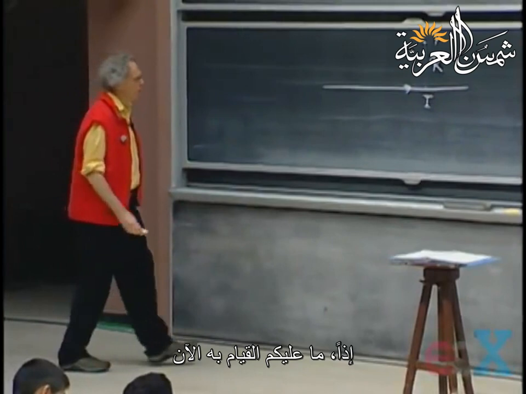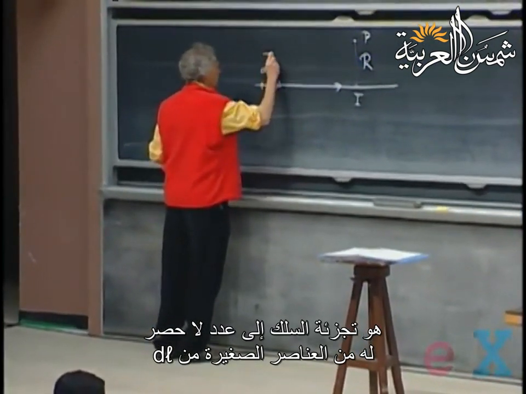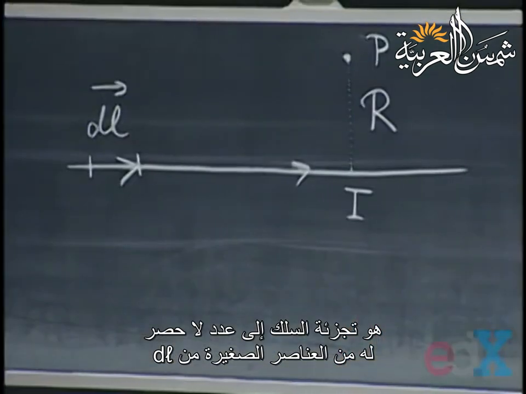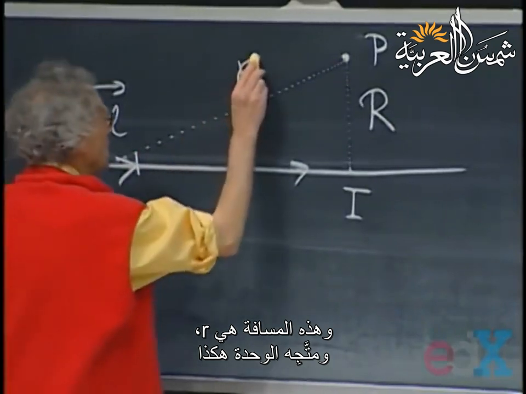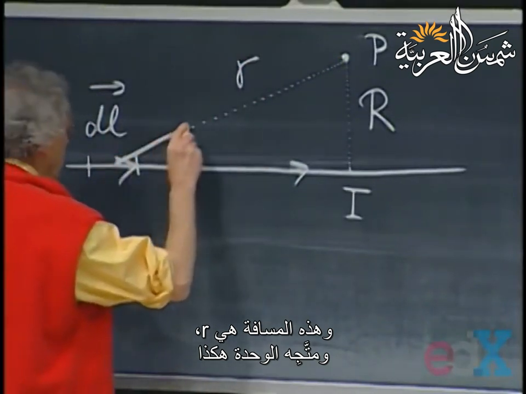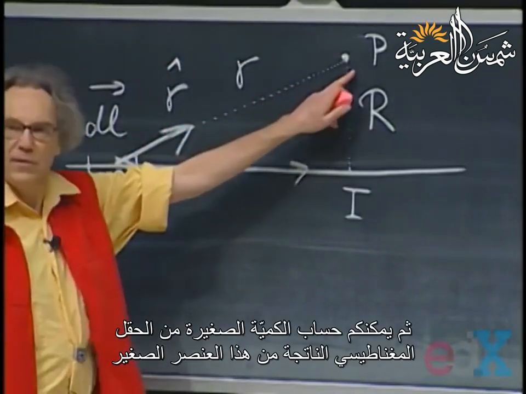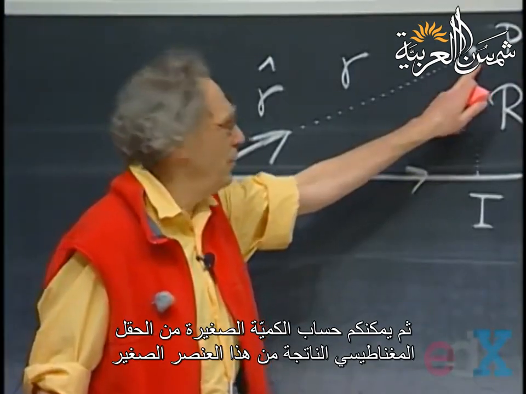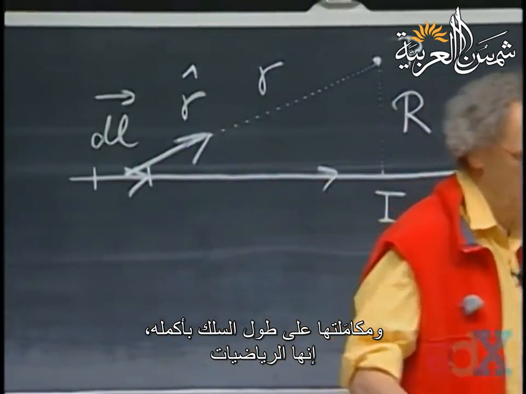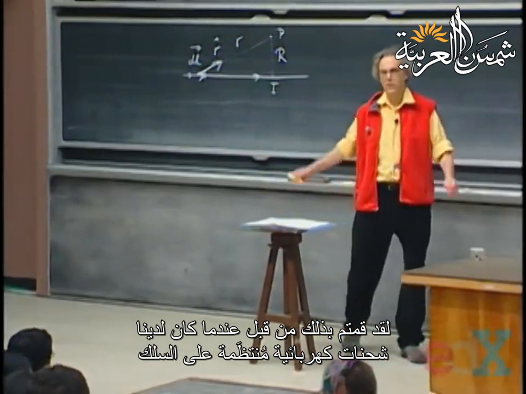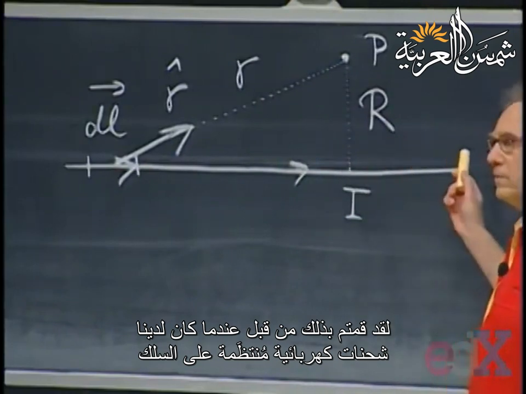And so what you now have to do is you carve this up in an infinite number of small elements dl, and this distance is r, and the unit vector is then like so, and you calculate the small amount of magnetic field due to this little element, and you integrate this over the whole wire. It's mathematics. You've done it before, where we had uniformly electric charge on the wire.